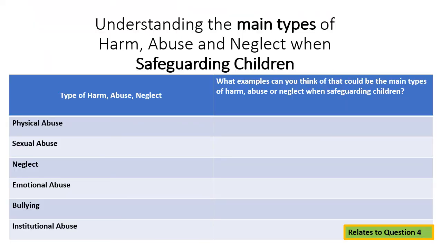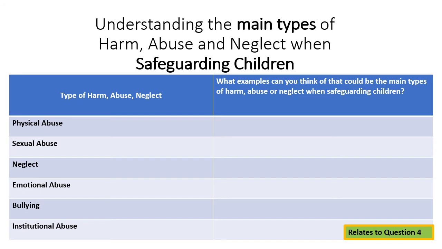So we're going to now look at question number 4. These slides relate to question number 4. And the first one is understanding the main types of harm, abuse and neglect when safeguarding children. So it's a similar activity, similar exercise to what we did with the adults.